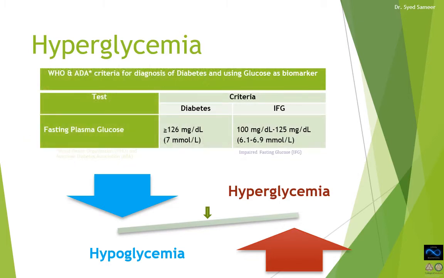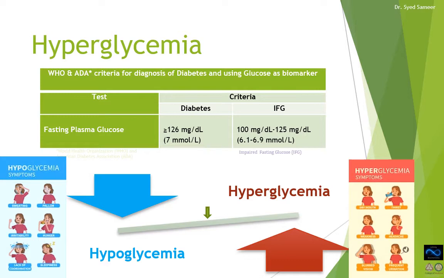This is the diagnostic feature as given by the WHO and ADA, how we can define the hyperglycemia and use it as the diagnosis of a disease. For the diabetes, the criteria is when the fasting glucose levels in the serum goes above and beyond 126 milligrams per deciliter. Whereas for the impaired fasting glucose, it ranges between 100 milligrams per deciliter to 125 milligrams per deciliter. And there are some symptoms of the hyperglycemia which can help in the diagnosis of the diabetes as well.